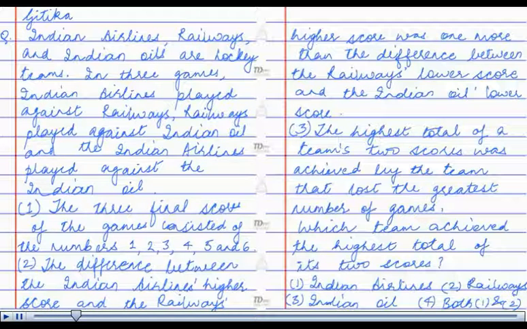Second, the difference between the Indian Airlines higher score and the Railways higher score was 1 more than the difference between the Railways lower score and the Indian Oil's lower score. Third, the highest total of a team's 2 scores was achieved by the team that lost the greatest number of games. Which team achieved the highest total of its 2 scores? Solution.